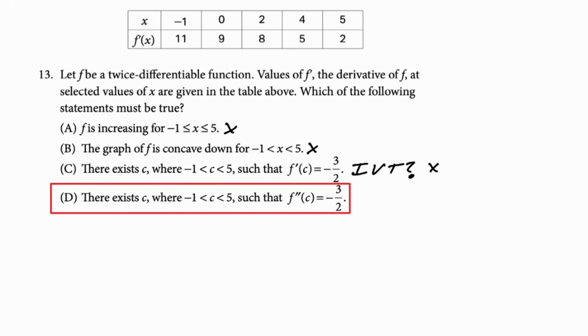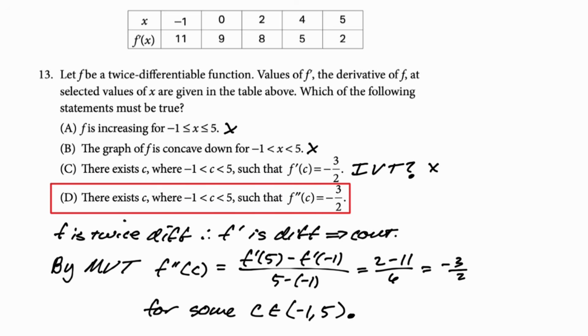On the other hand, I think it's important for you to see the work, so what I've done is I've just written it out. So we're going with D, process of elimination, but if this was free response or whatever, this is the work that we would do. f is twice differentiable, therefore f prime is differentiable, therefore continuous. By MVT, f double prime of c equals f prime of 5 minus f prime of -1, over 5 minus -1, which equals -3/2 for some c between -1 and 5. That's the work you would do, but you don't have to do it because it's multiple choice.